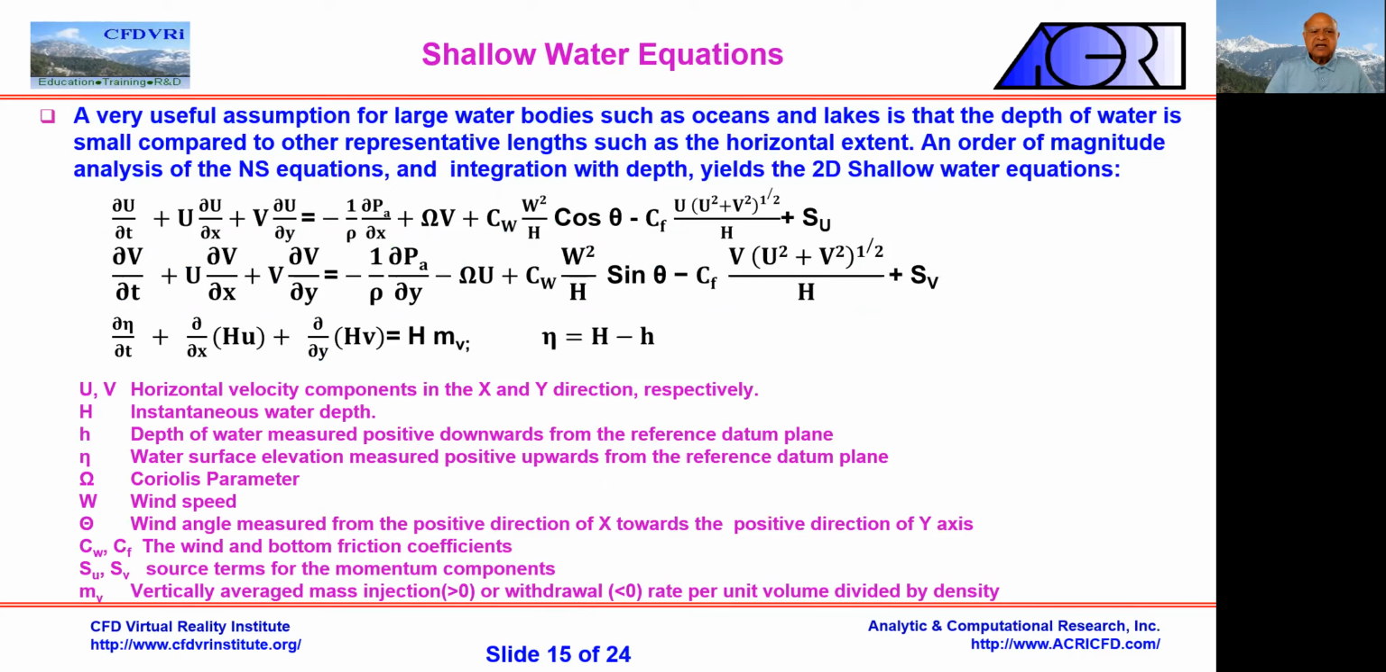Shallow water equations are another useful assumption. This is used for large water bodies such as oceans and lakes, where the depth of the water is small compared to other representative lengths, such as the horizontal extent of the water or the curvature of the surface, or the long waves are much longer than the short waves, which are with the depth. So if we put this order of analysis in the Navier-Stokes equations and integrate with depth, it yields the 2D shallow water equations, which have proved very useful for coastal bodies and for other large lakes and large water bodies.